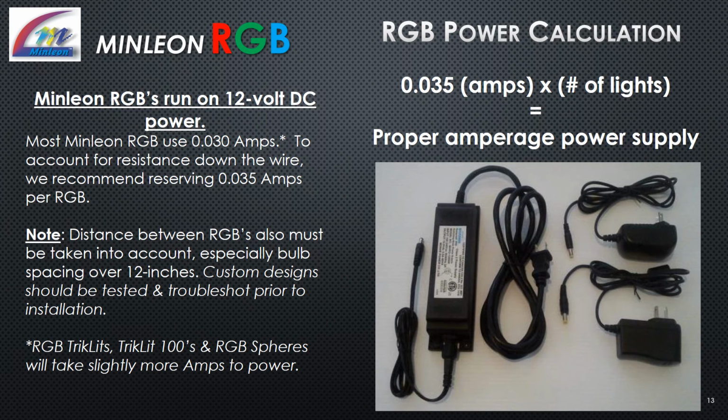RGB power calculation. Minleon's RGBs run on 12-volt DC power. Most Minleon RGBs use 0.03 amps. To account for resistance down the wire, we recommend reserving 0.035 amps per RGB. Note, the distance between RGBs must be taken into account, especially bulb spacing over 12 inches. Custom designs such as these should be tested and troubleshot prior to installation.